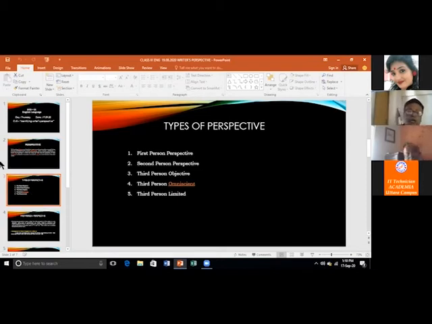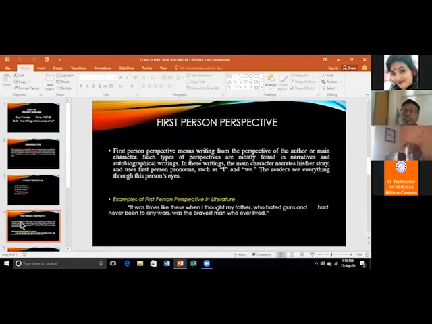So first of all, we'll have to understand which one is first person perspective and how can we understand the writer is using first person perspective, or any sort of text is written in first person perspective. So think about this first person perspective, when and how to recognize it. First of all, let's have a look on the definition, on the explanation of the first person perspective. First person perspective means writing from the perspective of the author or main character.